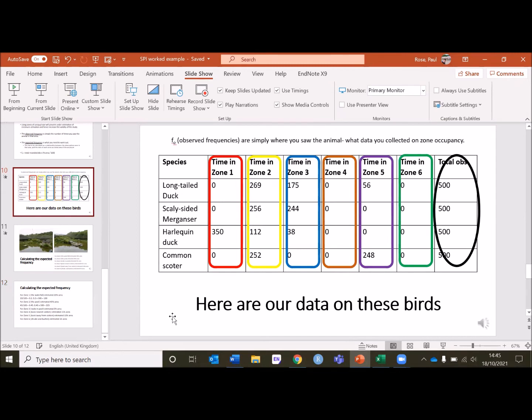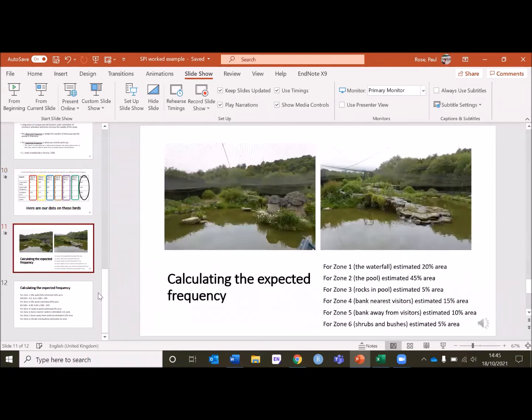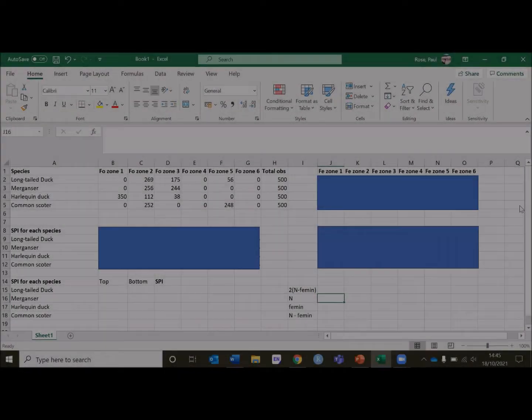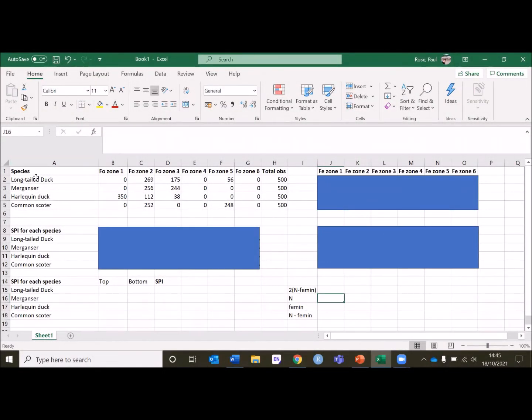So we now have our expected frequencies, and we have all of our observed frequency data. Let's now calculate an SPI for the birds in this exhibit. We've got our different zones, we've watched the birds and collected our data, and we've calculated where we would expect to see them if this was occurring by chance. Here in this Excel spreadsheet, at the top, I have my species of duck, and I have my observed frequency in each zone. Here are my total observations.